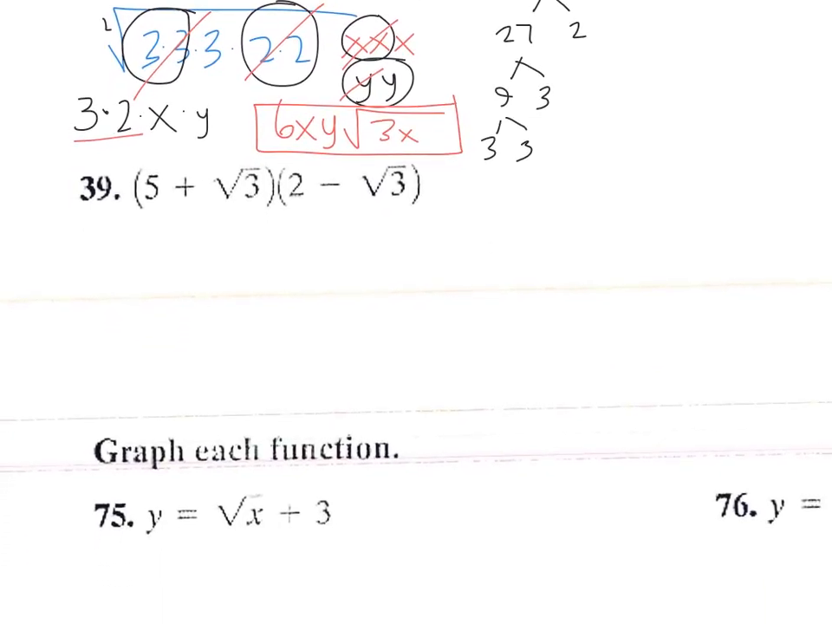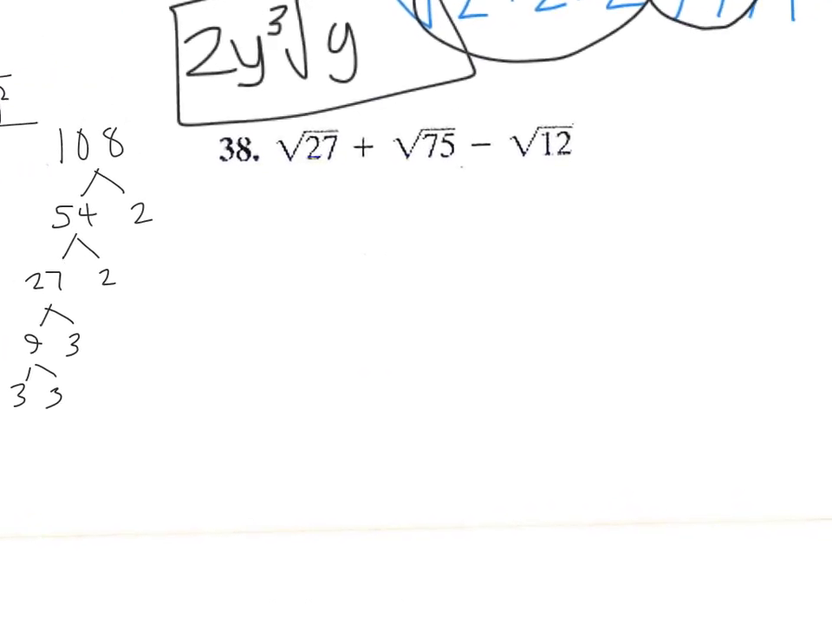And then number 39, oh, I think I skipped one over here. Okay, so you can't just go ahead and add these together because they're not like terms. They need to have the same root underneath. So if I break down the square root of 27, it's 3 root 3. The square root of 75 is 5 root 3. The square root of 12 is 2 root 3.